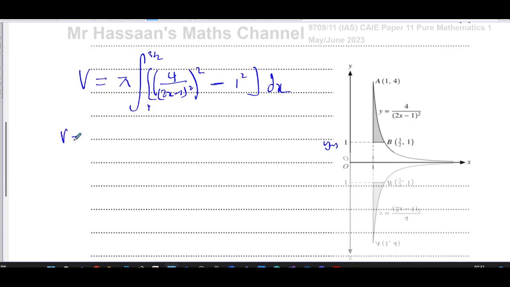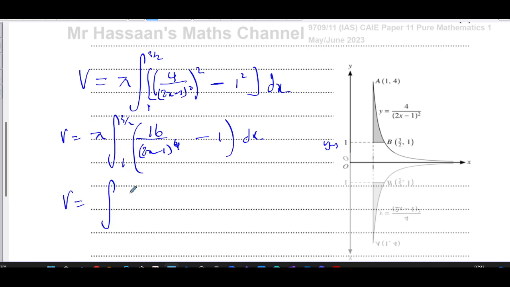So now let's work out what we're going to get. We're going to have pi times the integral between 1 and 3/2. If we square this, you get 16 over (2x minus 1) to the power of 4, minus 1, integrated with respect to x. To prepare this expression for integration, I'll write this as 16 times (2x minus 1) to the power of negative 4, minus 1. Now we're ready to start integrating.